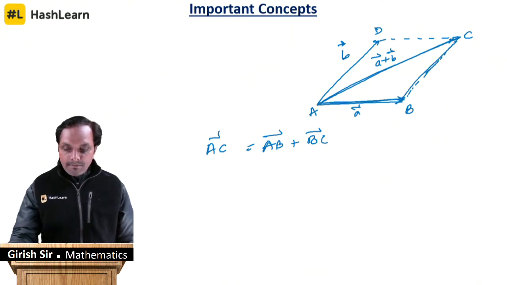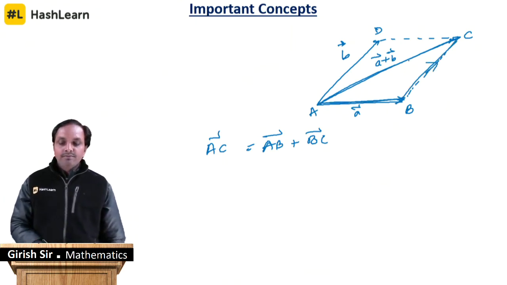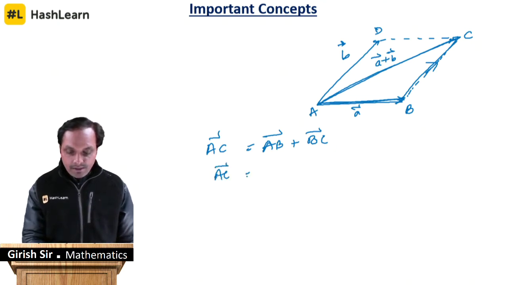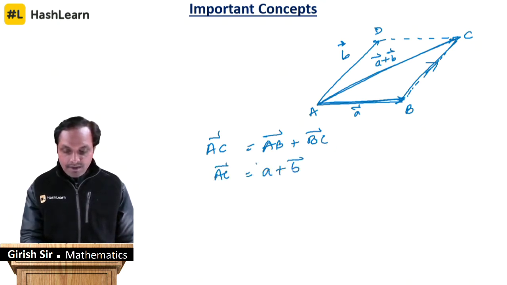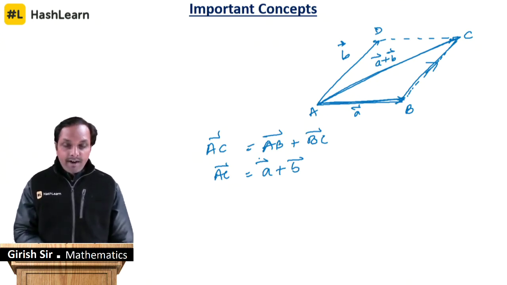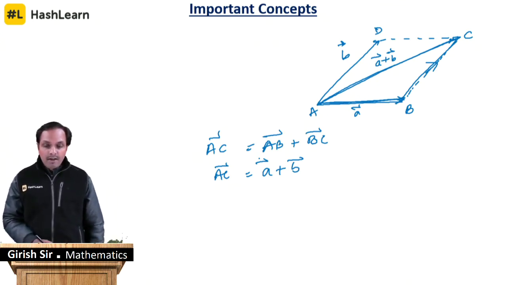A to B plus B to C, this vector will be equal to A to C. So your A to C vector will be equal to A plus B. So this is called the parallelogram law or vector law of addition.